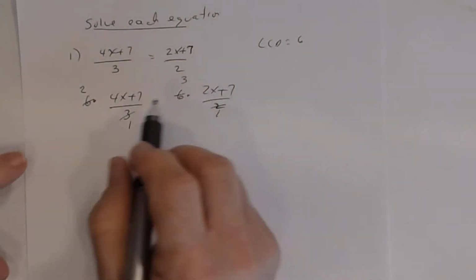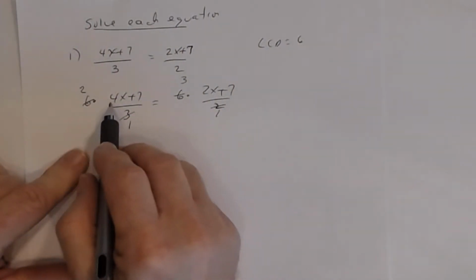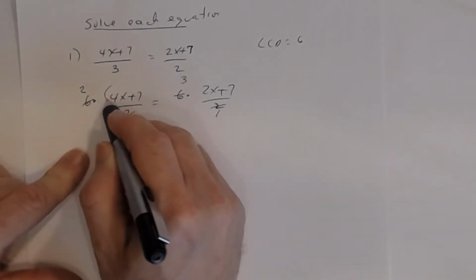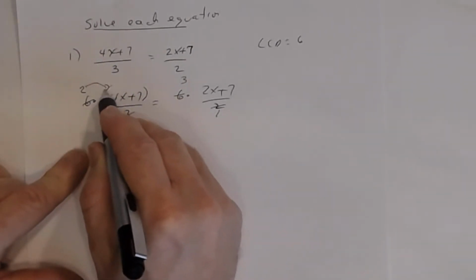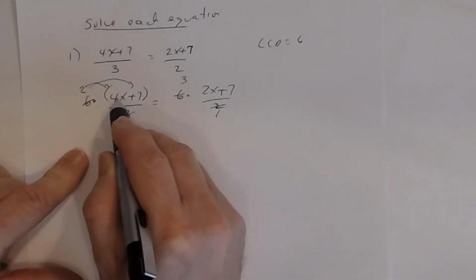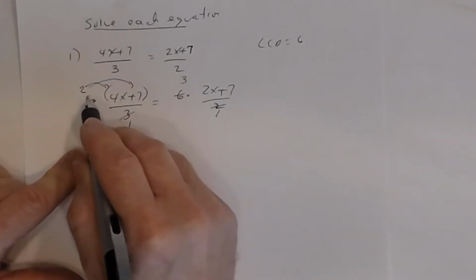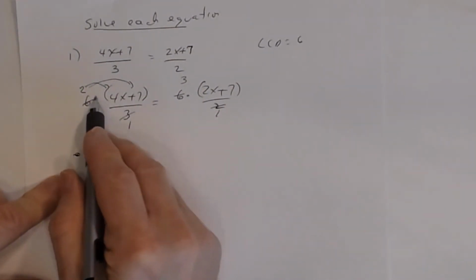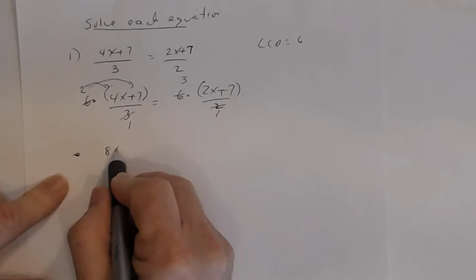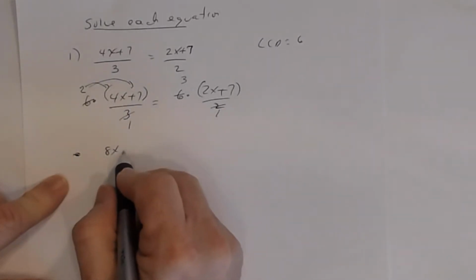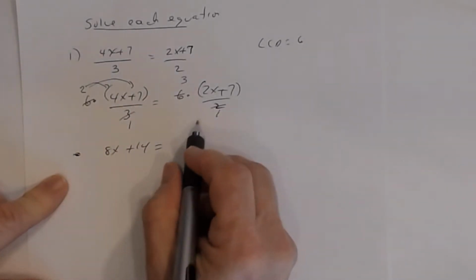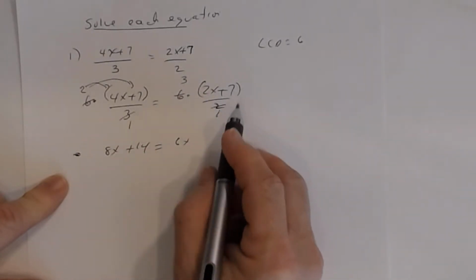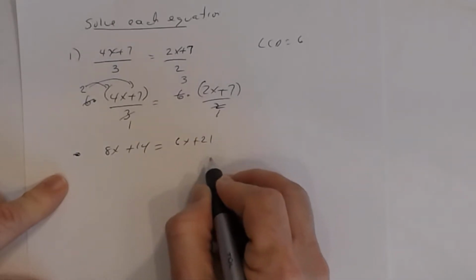Okay, now you've got to be careful. This is 2 times this numerator, and this numerator is a binomial. So you really should put the numerator in parentheses because now you're going to distribute. 4x has to be multiplied by 2 and 7 has to be multiplied by 2. Same thing here. So now we get 2 times 4x is 8x, 2 times 7 is 14, equals 3 times 2x is 6x, 3 times 7 is 21.